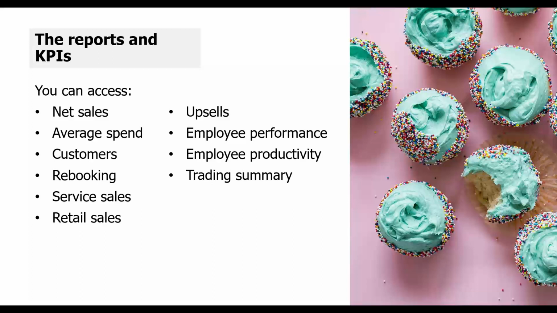So the reports and KPIs. So what are KPIs? It's key performance indicators. And we basically have 10 tiles you'll be able to see. Net sales, average spend, customers, rebooking, service and retail sales, upsells, very important, employee performance, employee productivity, and your trading summary. A lot of you may have seen some of these reports in my reporting masterclasses. They are very similar. So that's our reports and KPIs.